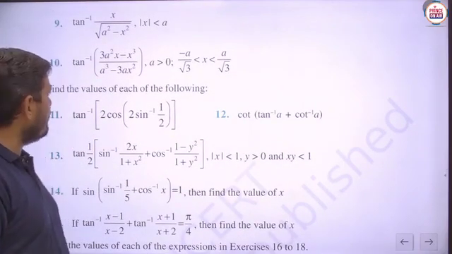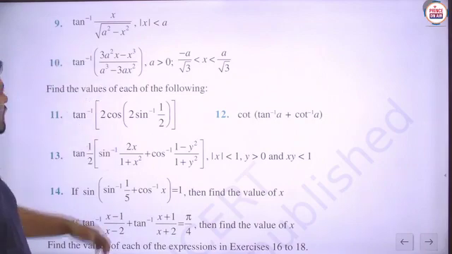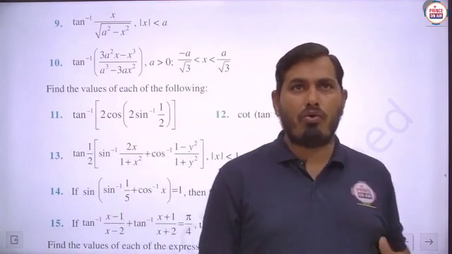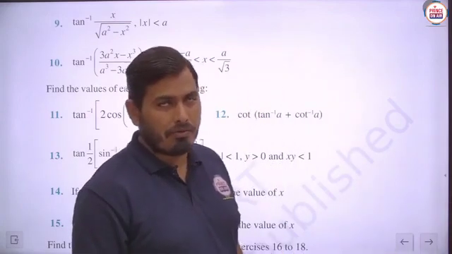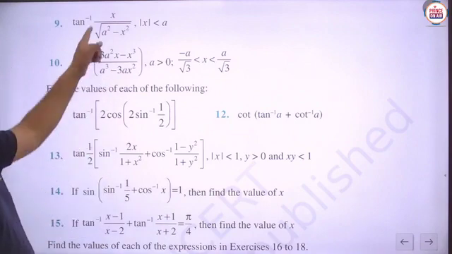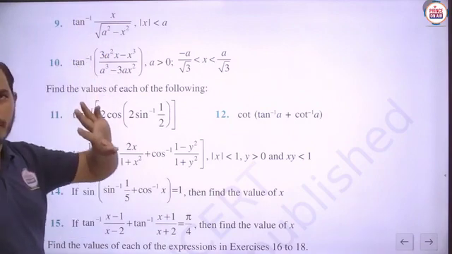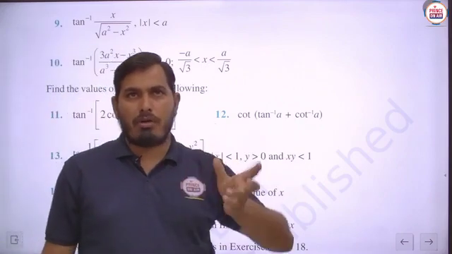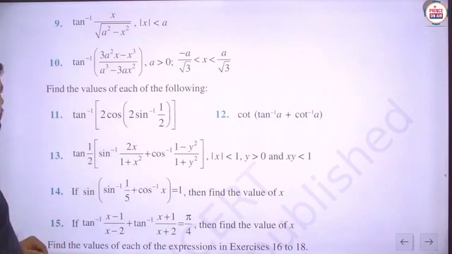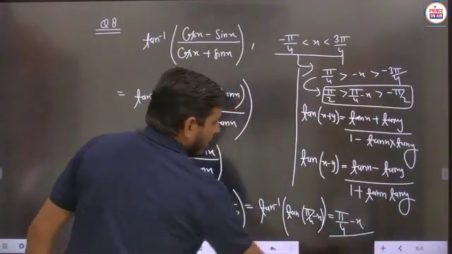Then definitely this question number 9 says tan inverse of x upon under the square root of a square minus x square, where modulus of x is less than a is given. No problem. We can use some trigonometric function here, because no trigonometric function has already appeared. So we have to use some suitable trigonometric function to simplify the part. Is it clear? So we will take this question number 9, tan inverse x upon under the square root a square minus x square.